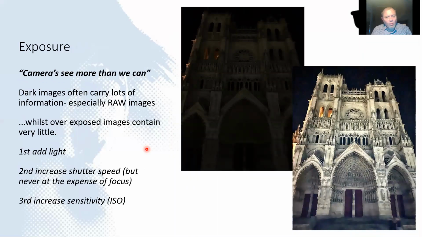Exposure is obviously very important. If you've got too much light, then you're all too white and you can't see enough detail. If it's too dark, you won't be able to see much either. However, it's important to remember that your camera's sensors are much more sensitive than we are. So when you have a very dark image, there's often a lot of information hidden away in that image which you can't see initially, but by processing it afterwards you can.